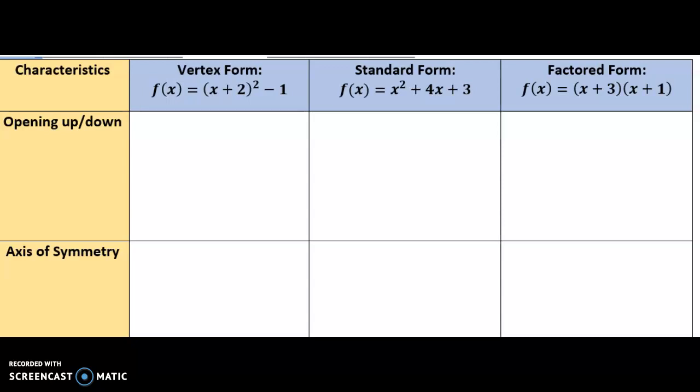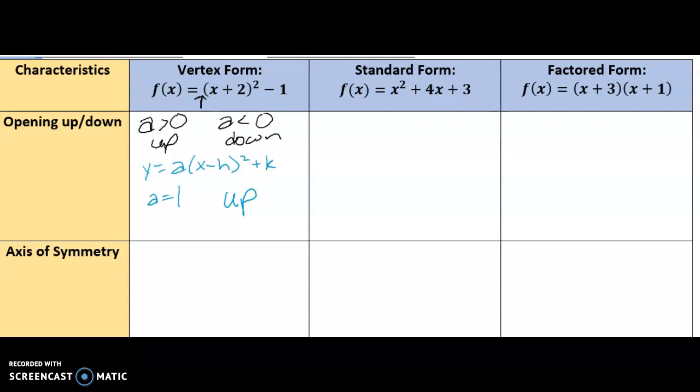How do we know if it's opening up or down? Well, we always look at the a value to find that. If a is greater than 0, which means it's positive, then it's opening up. And if a is less than 0, meaning it's negative, then it's opening down. Now, where is our a value located? It is located right here in front. Remember, it is y equals a times (x minus h) squared plus k. In this case, a is equal to 1, which means it's positive, so we are opening up.